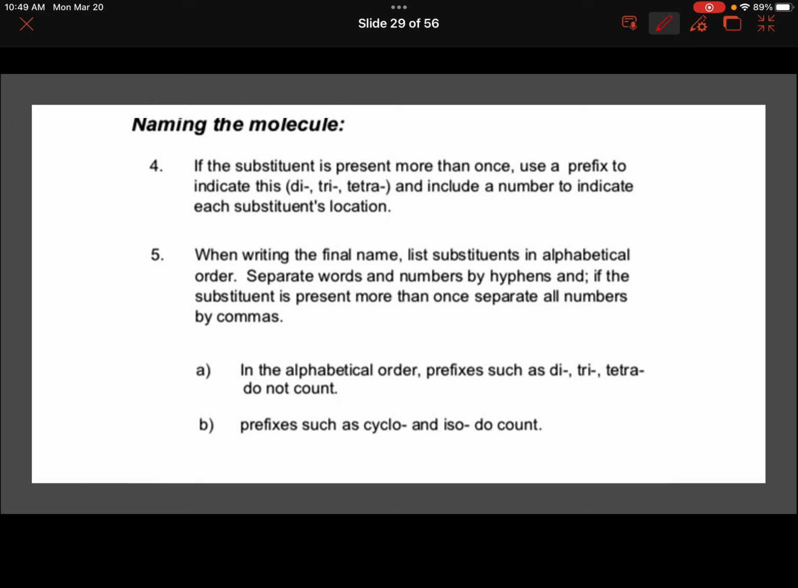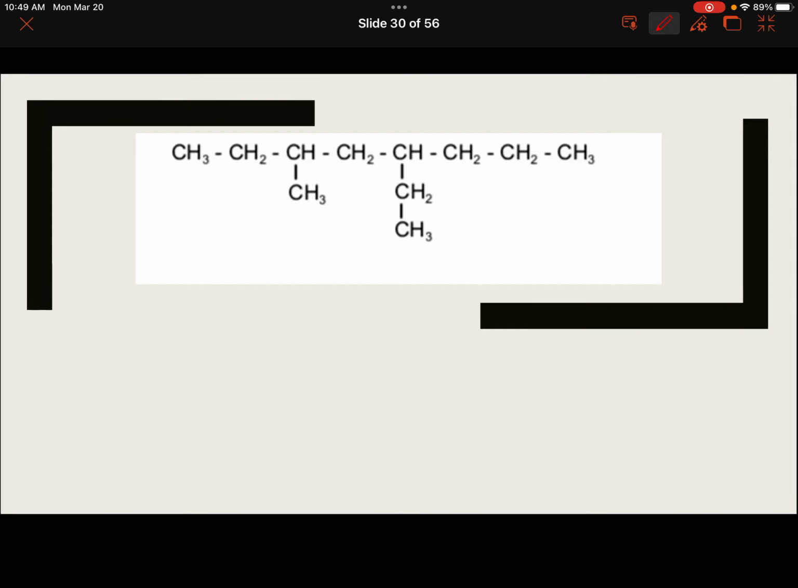Now, naming. If the substituent is present more than once, use a prefix to indicate this: di, tri, tetra, and include a number to indicate each substituent location. So that's why we number them. And then when writing the final name, we're going to list the substituents in alphabetical order, separate words and numbers with hyphens, and if the substituent is present more than once, separate all the numbers by commas. So always do this in alphabetical order. Prefixes such as di, tri, tetra do not count in alphabetical order; it's actually the compound that counts. And prefixes such as cyclo and iso also do not count.